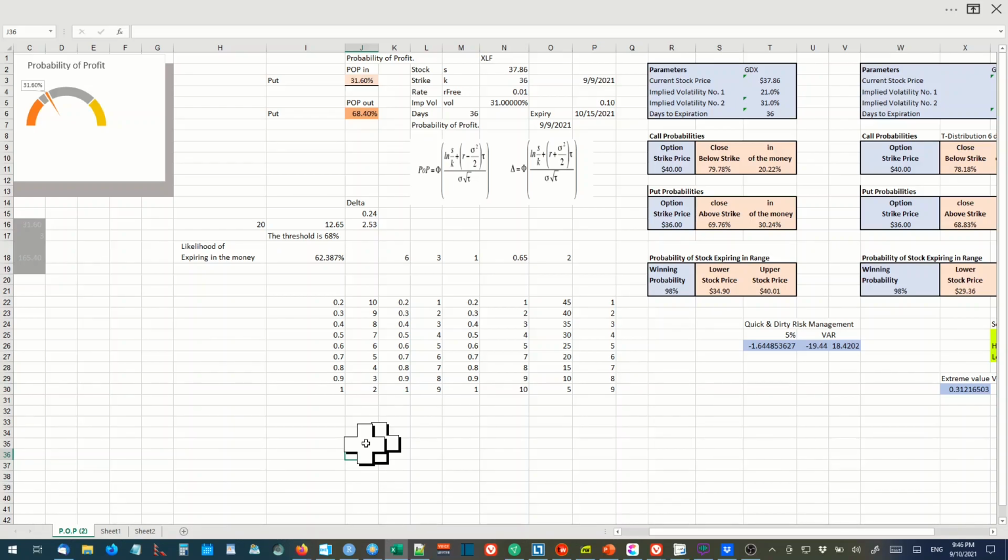Okay, we've got a spreadsheet here which calculates the probability of profit.